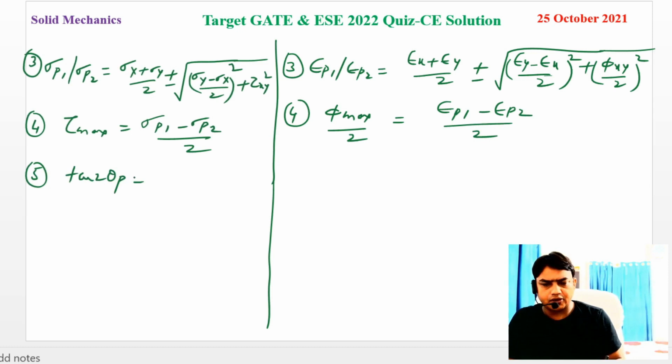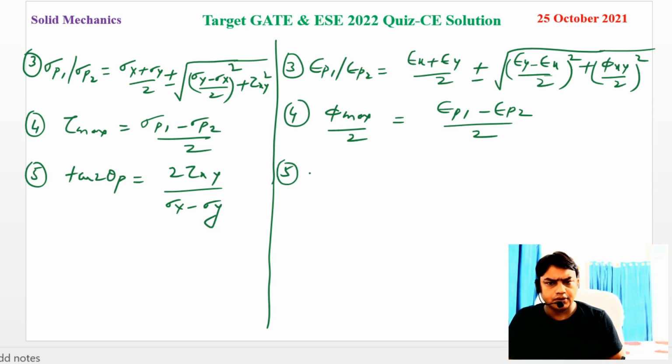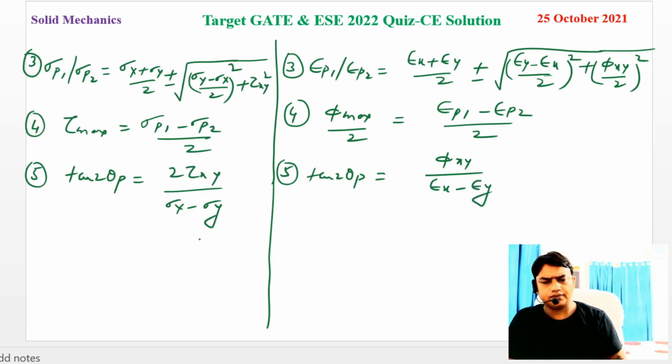Similarly, the angle of the principal plane can be computed as tan 2 theta p equals 2 tau xy divided by sigma x minus sigma y. Similarly, in strain transformation, tan 2 theta p can be computed as phi xy divided by epsilon x minus epsilon y.